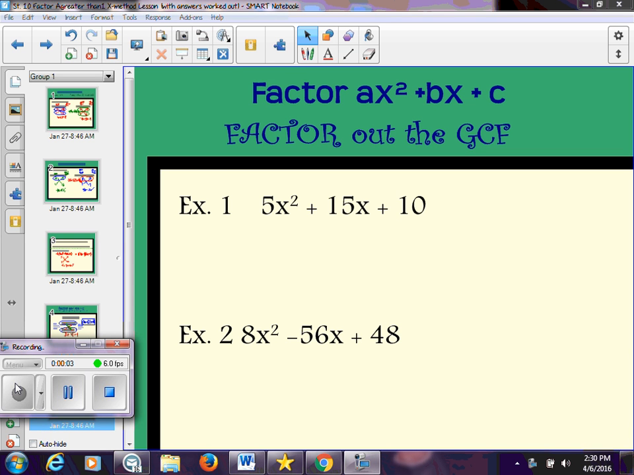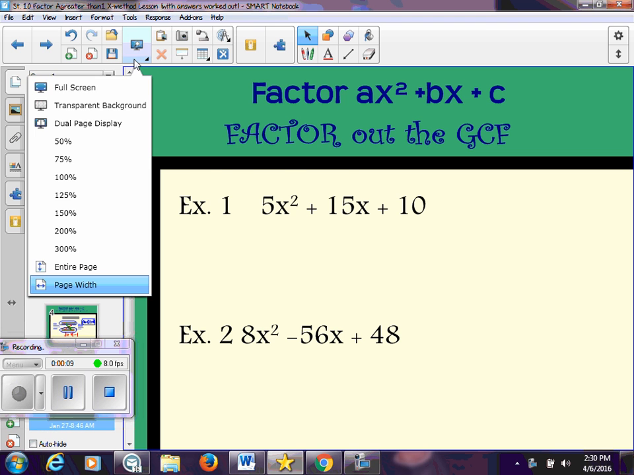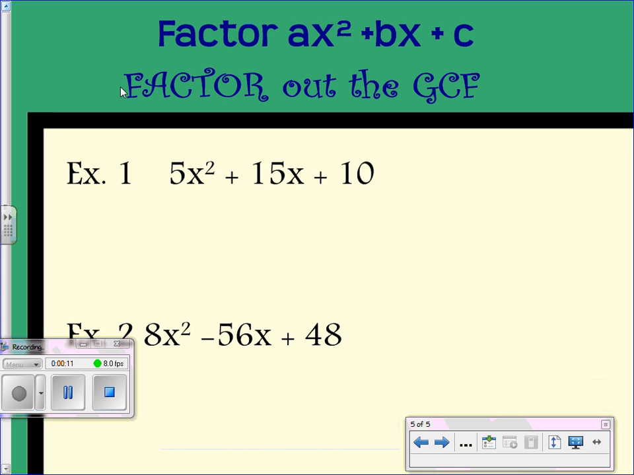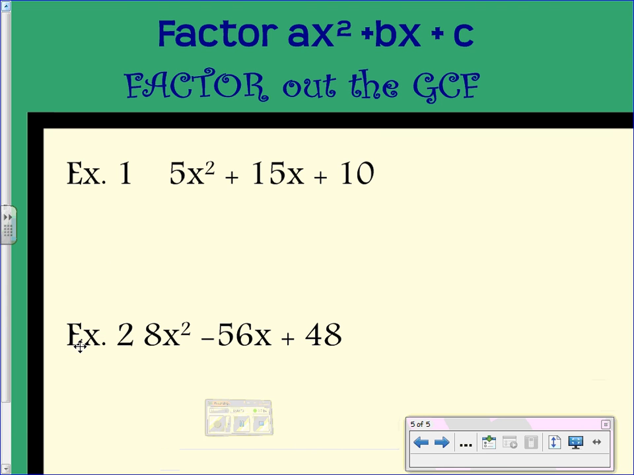Alright, this video is to also remind you that you should always factor out the greatest common factor if possible, because of course then it would make the problem a whole lot easier. So I'm going to show you example number 1. It lists 5x squared plus 15x plus 10.